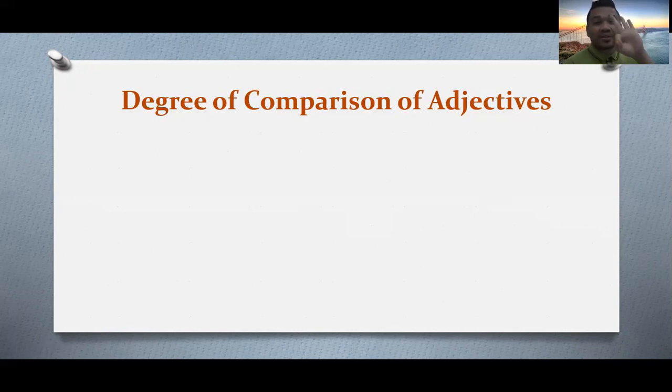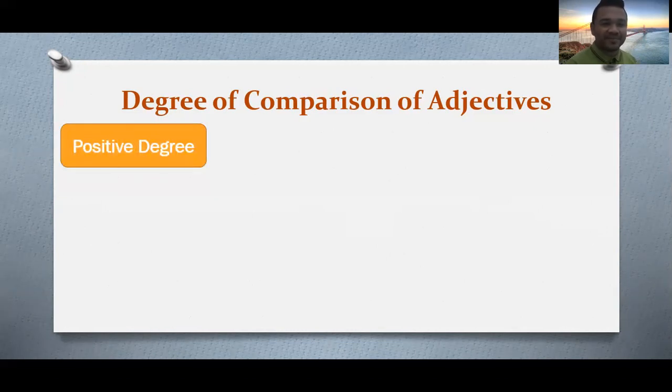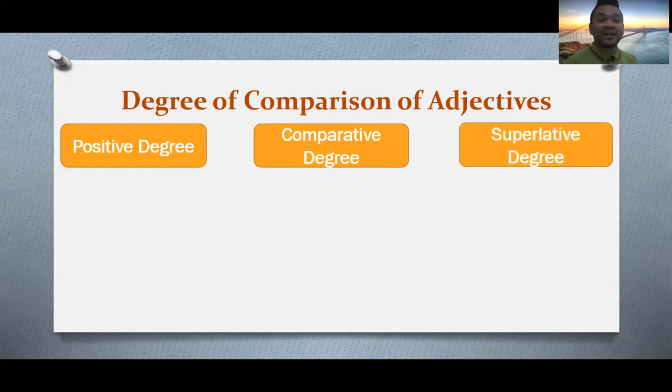Actually, there are three degrees of comparison of adjectives. What are these three? Let's get started. The first is the positive degree, then we have the comparative degree, and the superlative degree. Again, positive degree, comparative degree, and superlative degree. Now, what is positive, what is comparative, and what is superlative? When I say positive degree, it is just the adjective itself.